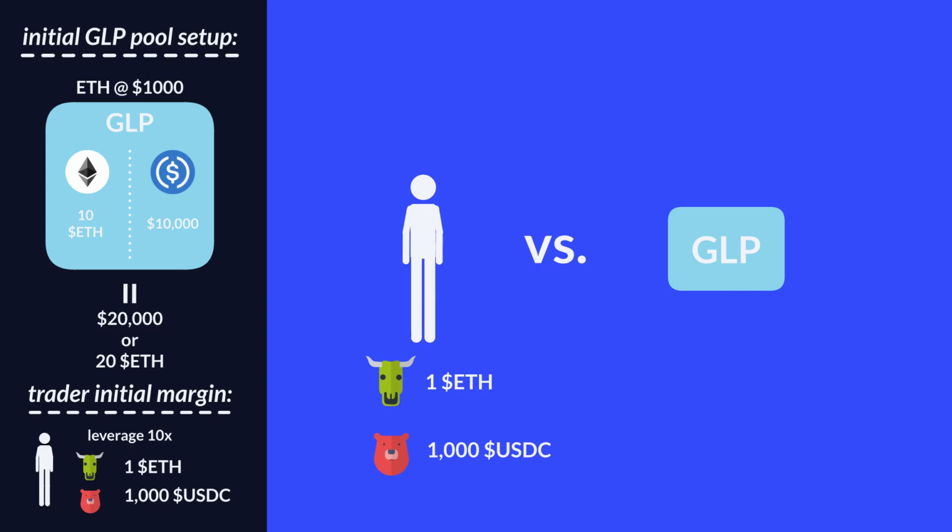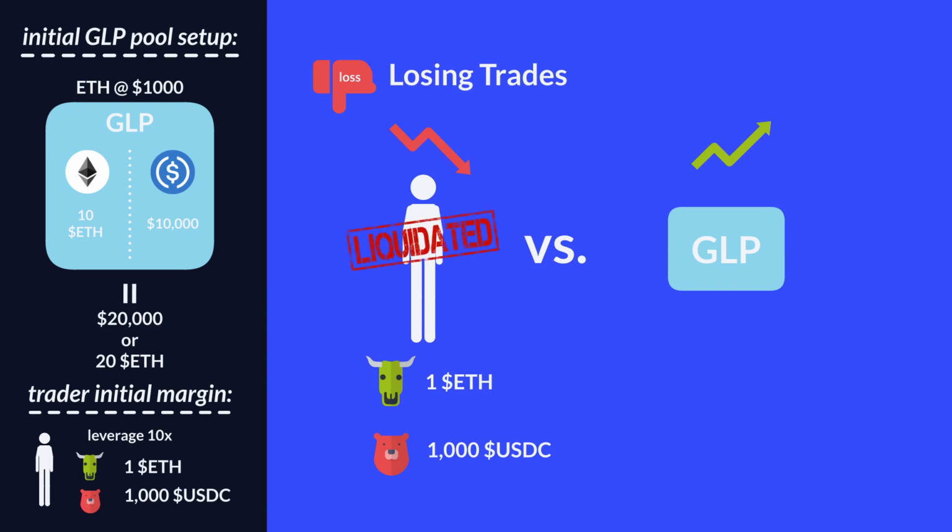To begin, let's consider the less concerning scenario for GLP liquidity providers, the losing trades. This scenario is straightforward. Whatever the trader loses, GLP gains. The maximum loss for a trader is during liquidation, in which case the GLP pool will receive 1 ETH when the trader is liquidated from a long trade, or 1,000 USDC if the trader is liquidated from a short trade.